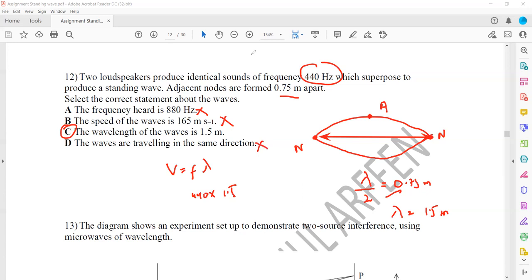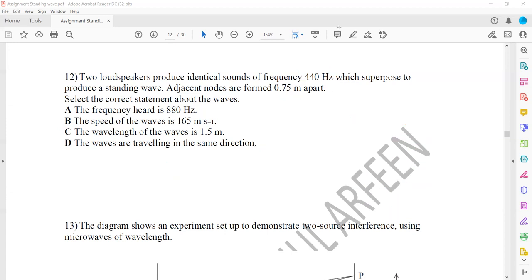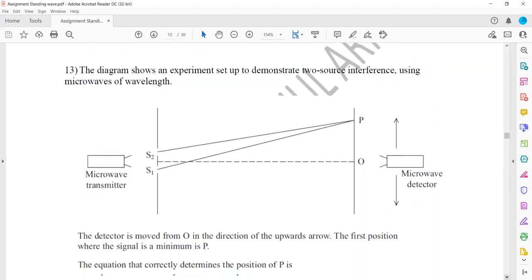The waves are not traveling in the same direction, they are traveling in opposite directions. That's why two waves which are traveling in opposite directions give rise to a standing wave. This is interference.